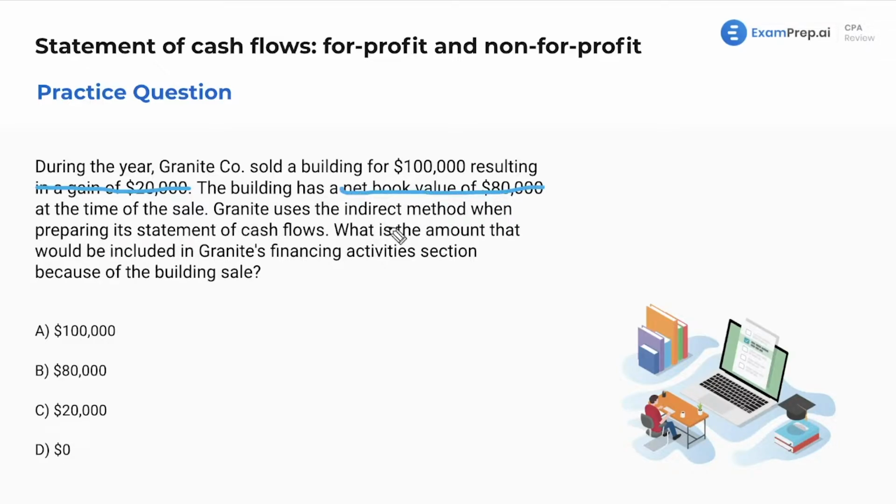We use the indirect method when preparing the statement of cash flows. Well, we know from our practice that the indirect and direct methods are only relevant for what? I'll give you a second to think about that. Well, that is going to be for the operating activity section, so not the financing. We will cross this off. I love to dissect these questions. I hope you do as well, seeing the benefit of analyzing every word and why they include certain things in our questions. So, distractions all around.